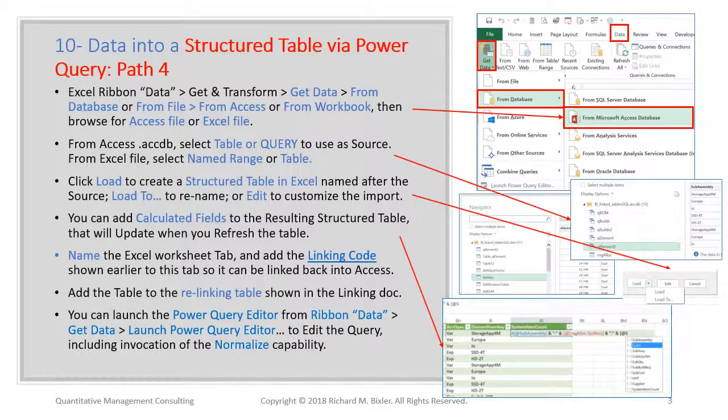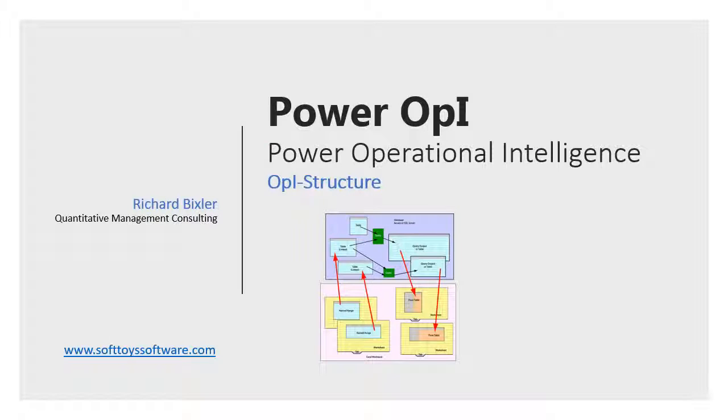And you can launch the PowerQuery editor from Ribbon Data, Get Data, launch the PowerQuery editor to edit the query, and you could normalize the table from there. There's a separate module in this channel on normalization. This concludes the OPI structure sequence.